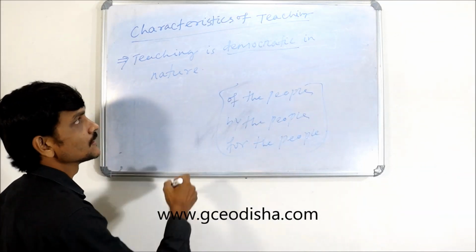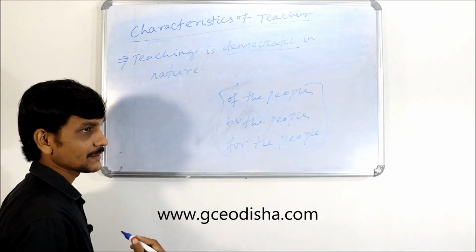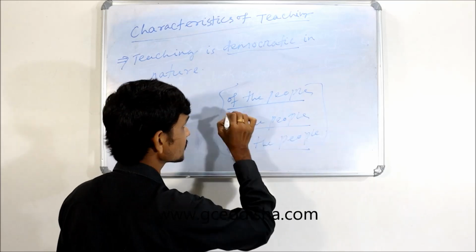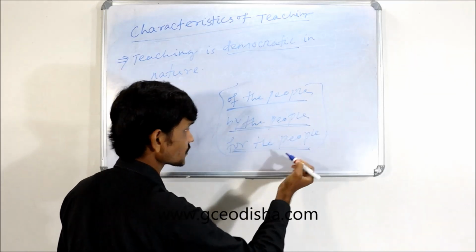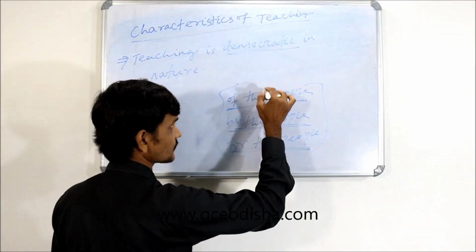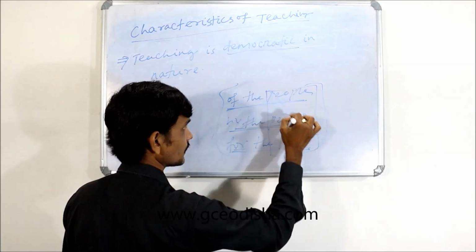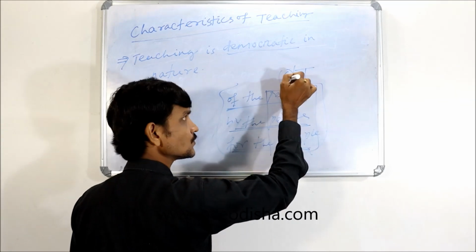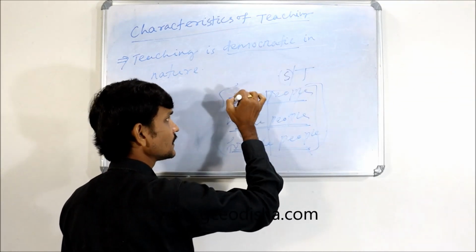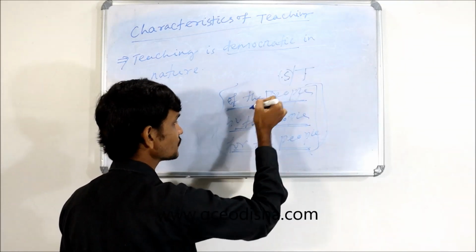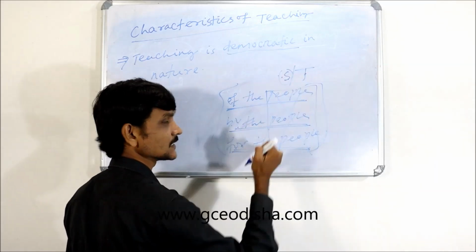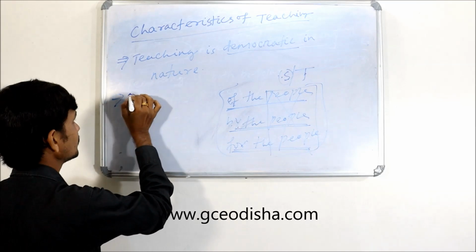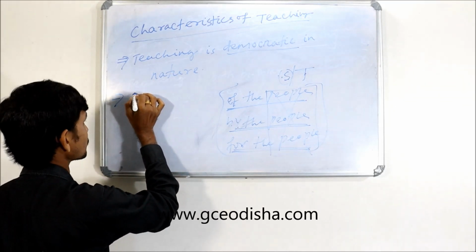Teaching also needs a democratic process. Democratic means of the teacher, by the teacher, for the teacher, of the student, by the student, for the student. Here we apply both student and teacher. That's why we say, in another point, it is a cooperative process.